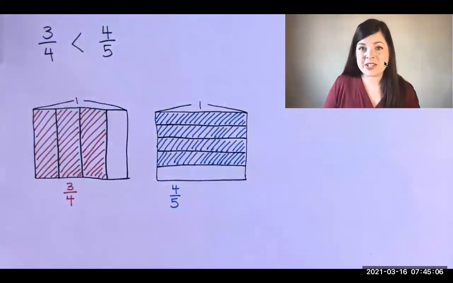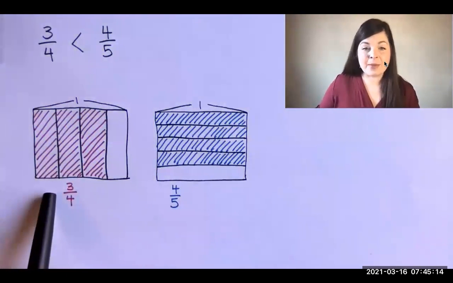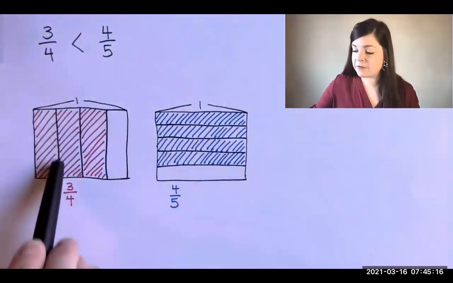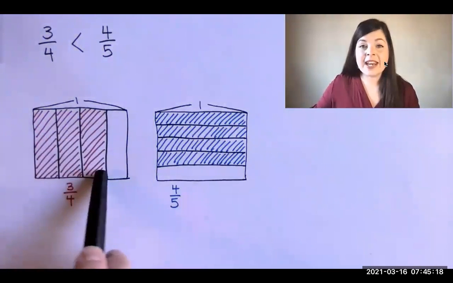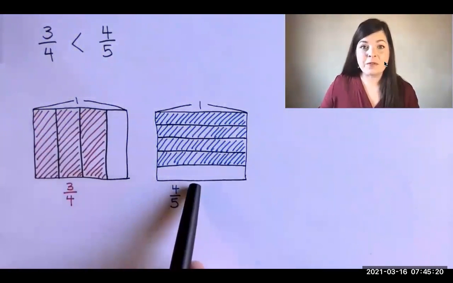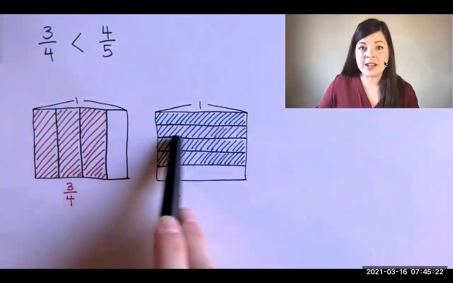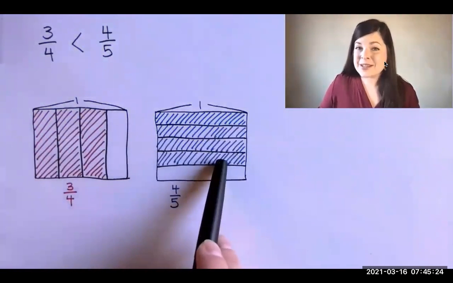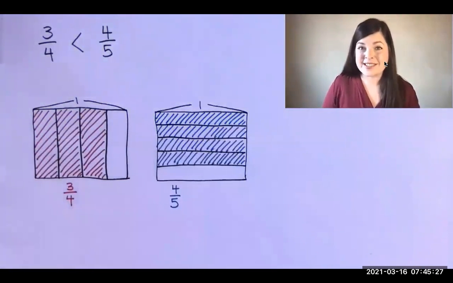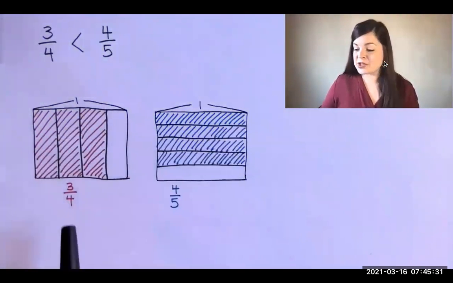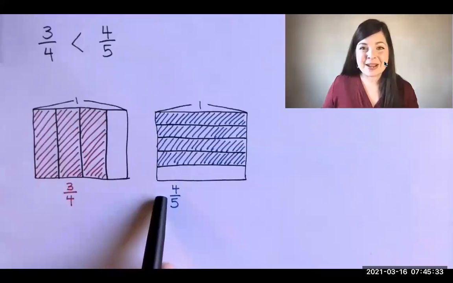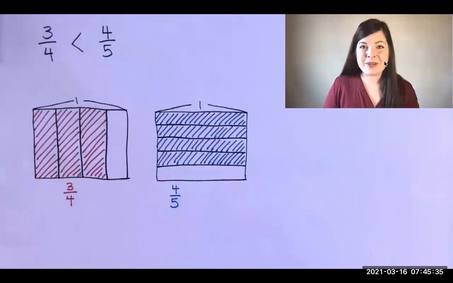Now, I tried to make my units as equal as I could, but they don't have to be perfect, and yours don't have to be perfect either. Something important to notice, though, is that I partitioned the area model to show 3/4 using vertical lines, and I partitioned the area model to show 4/5 using horizontal lines. That's important, so make sure that you do yours in the same way. Pause the video now and draw your area models to show 3/4 and 4/5 like mine, and I'll be here waiting when you get back.